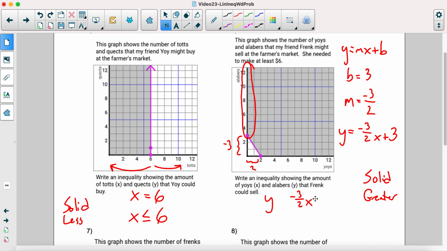All right, so I'm going to rewrite my equation on my line down here. I'm going to leave a blank for my inequality symbol here. And then we have a solid and a greater than relationship, right? So y is greater than, and it could also be equal to the values on the line. So y is greater than or equal to negative 3 halves x plus 3. That would be our inequality for this one.